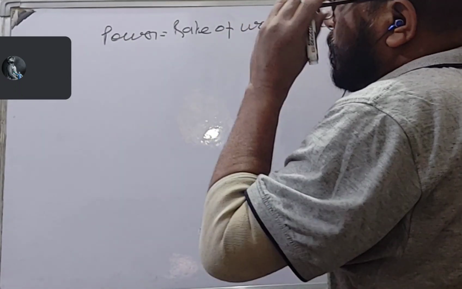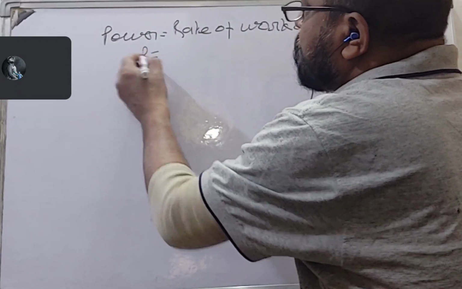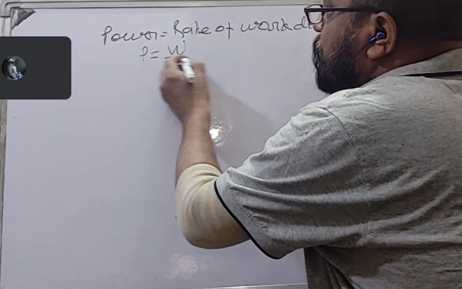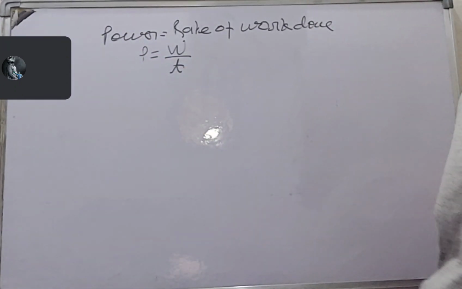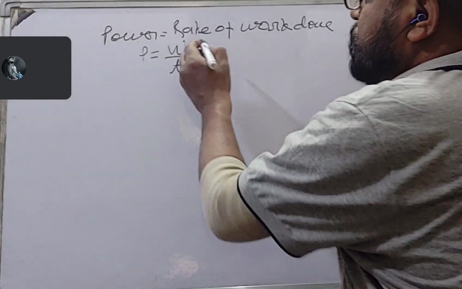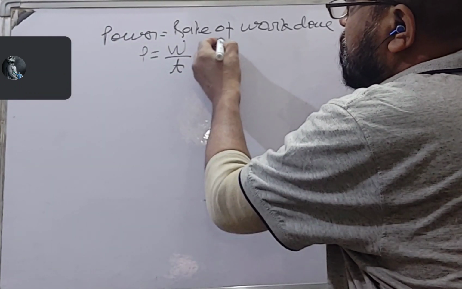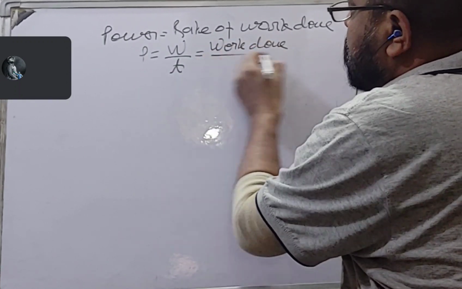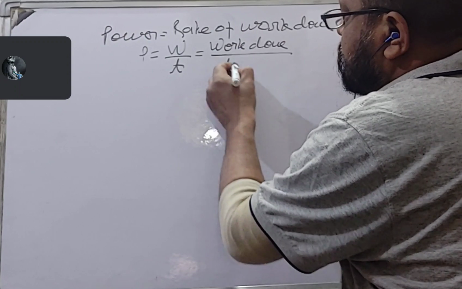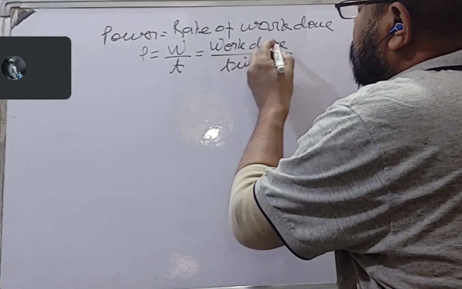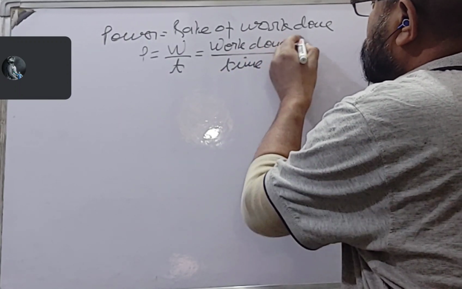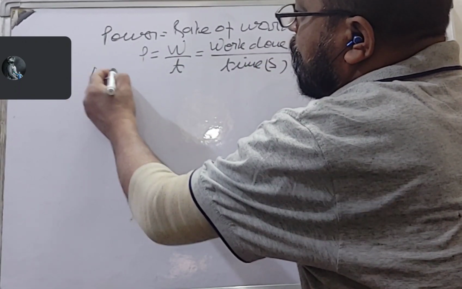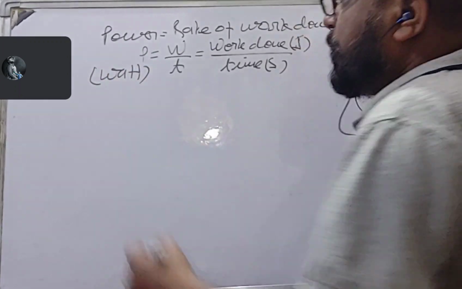Right? So P is equal to W upon T, right? So it means power is work done per unit time. It is in joules, it is in seconds, and it is in watt, right?